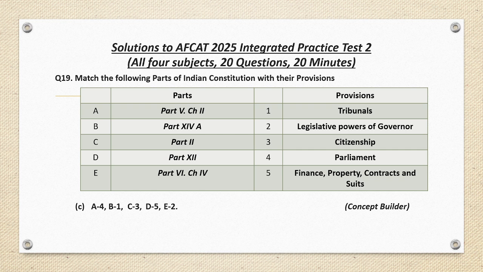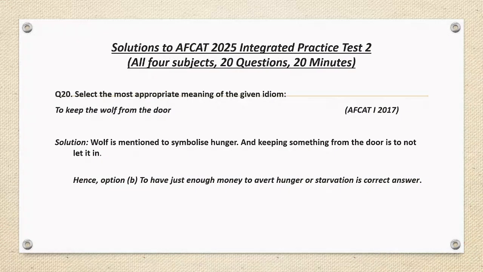Let us see what is for states. Part 6: legislative powers of governor. The governor is in a state, so we can straight away put legislative powers of governor in Part 6. So the correct option is Part 5, parliament; Part 14, tribunals; Part 2, citizenship; Part 12, finance, property, contracts and suits; and Part 6, legislative powers of governor.